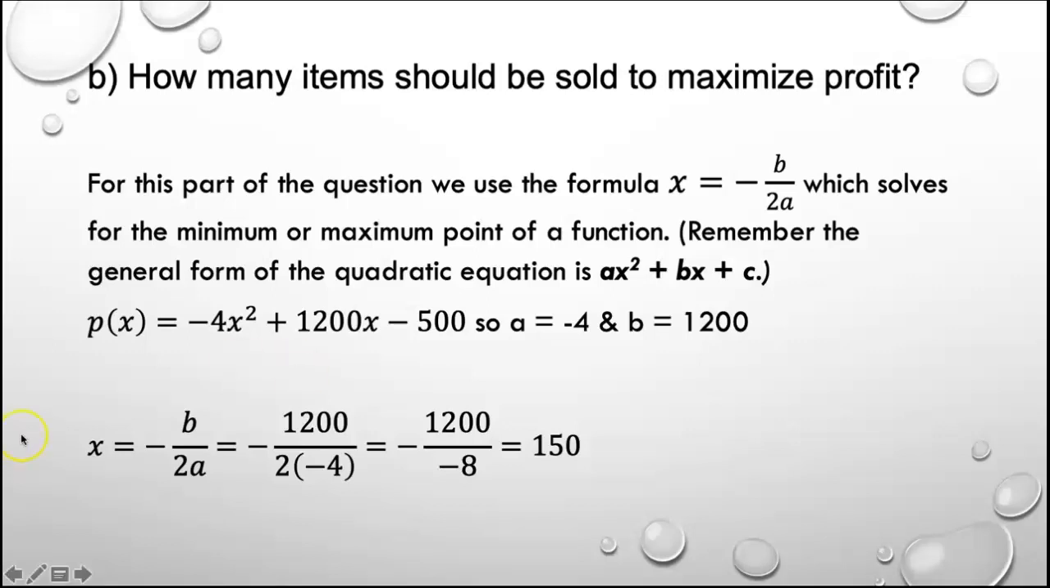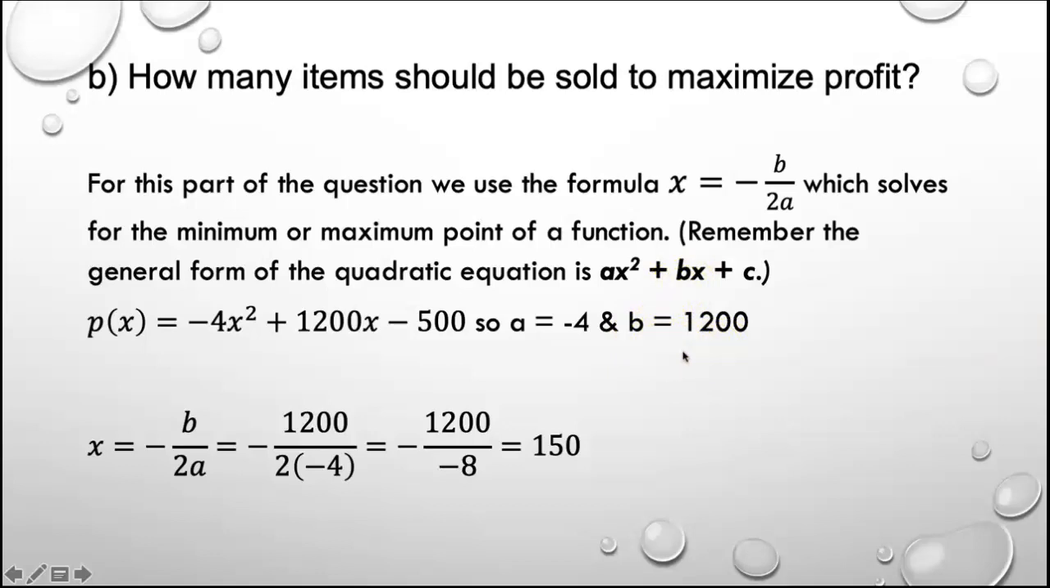So since P(x) is equal to -4x² + 1200x - 500, it means that a for the formula is the coefficient of x squared, which is -4. So we can note that a is equal to -4. Secondly, we know that the coefficient of x is 1200, which means that b is equal to 1200.